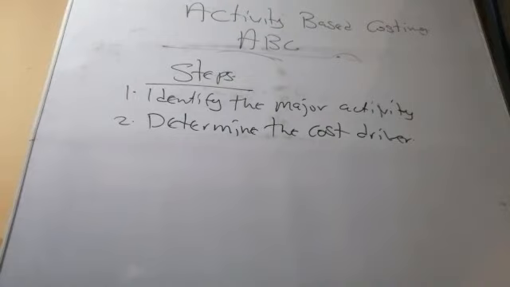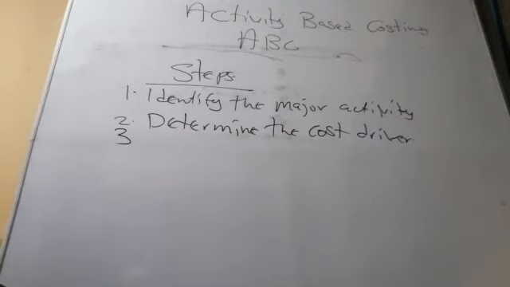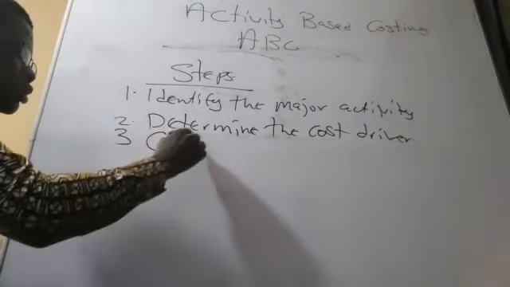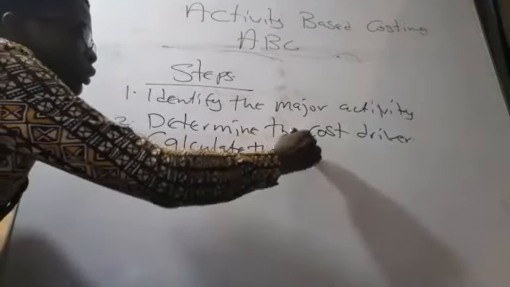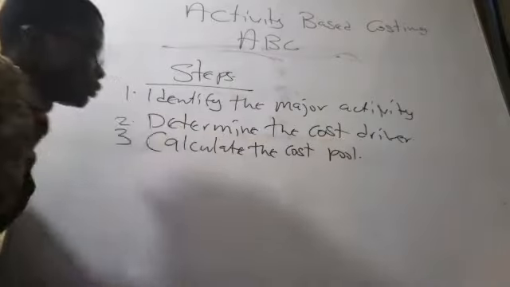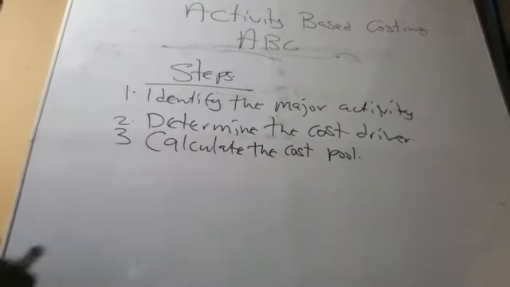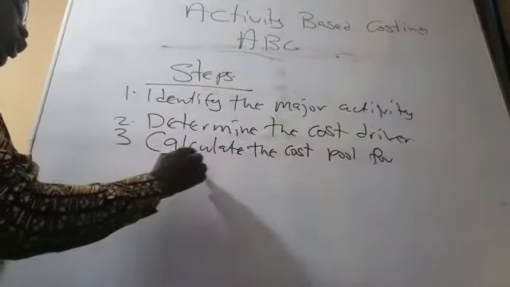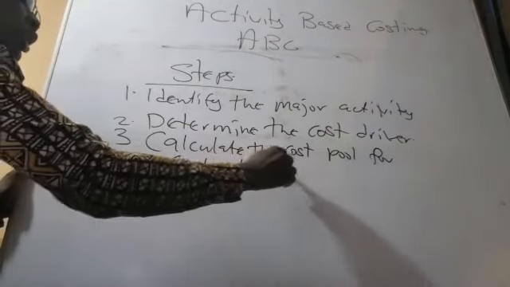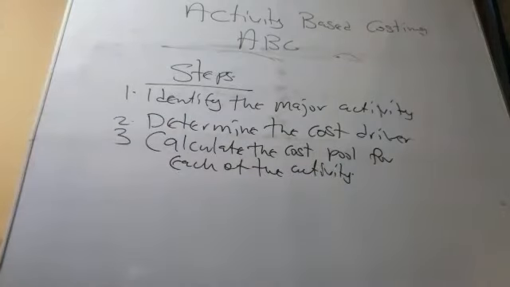Then we go to step three. Step three means calculate the cost pool, or total cost for each of the activity. Total cost pool for each of the activity.